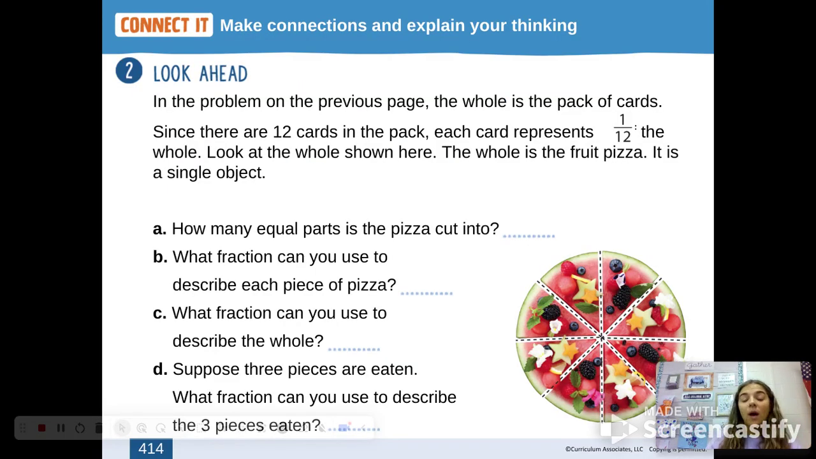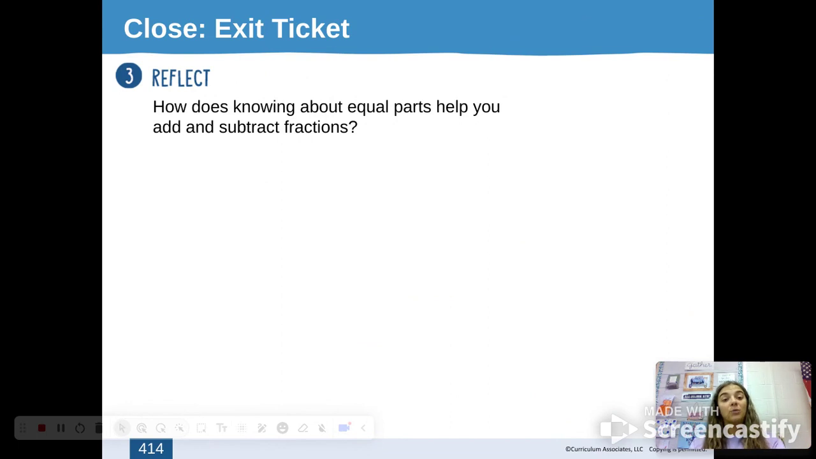And then they'd flip the page in their books and they would answer these questions. I would tell them to pause the video, try it out themselves, and then when they unpause it, I would go over how you got the answer and they'd look back at their work and figure it out that way. And then they would reflect. So this would be our last question in our book: how does knowing about equal parts help you add and subtract fractions? And then we go over the answer that way.